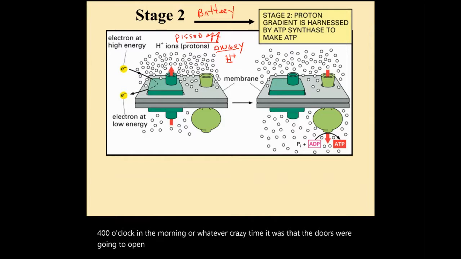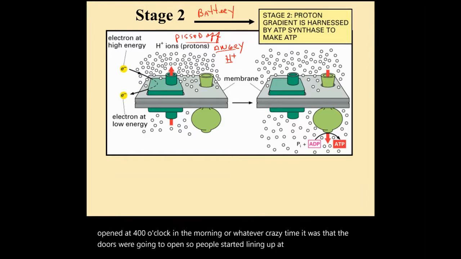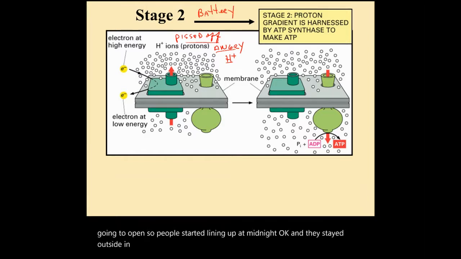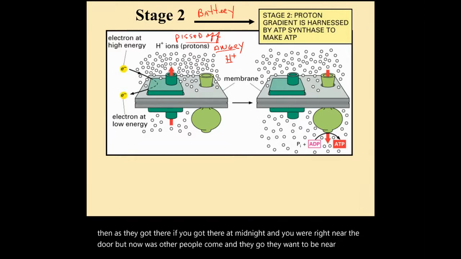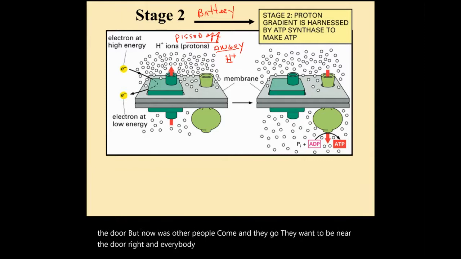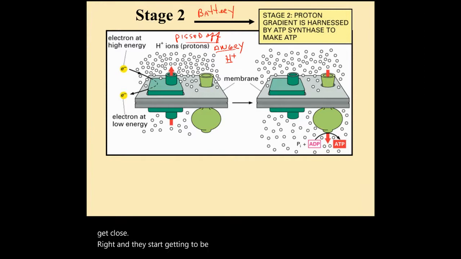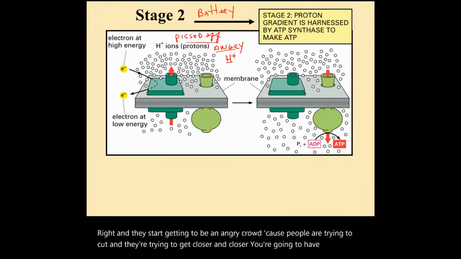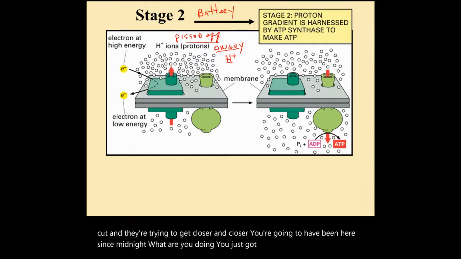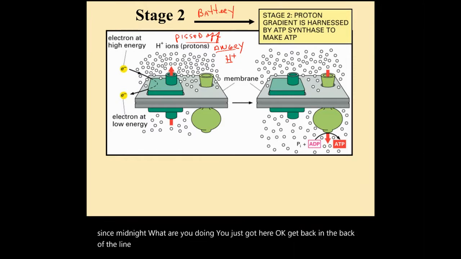So people started lining up at midnight, okay? And they stayed outside in the cold and the wet, whatever the terrible weather was, right? And then as they got there, if you got there at midnight, you were right near the door. And now as other people are coming, they want to be near the door, right? And everybody starts pushing and pushing and pushing, trying to get close, right? And they start getting to be an angry crowd because people are trying to cut. And they're trying to get closer and closer. And you're going, I've been here since midnight. What are you doing? You just got here. Hey, get back in the back of the line, correct? A lot of anger going on for Black Friday sales, correct?